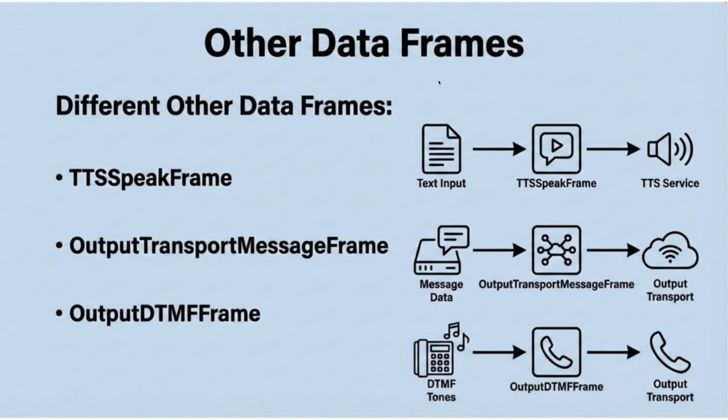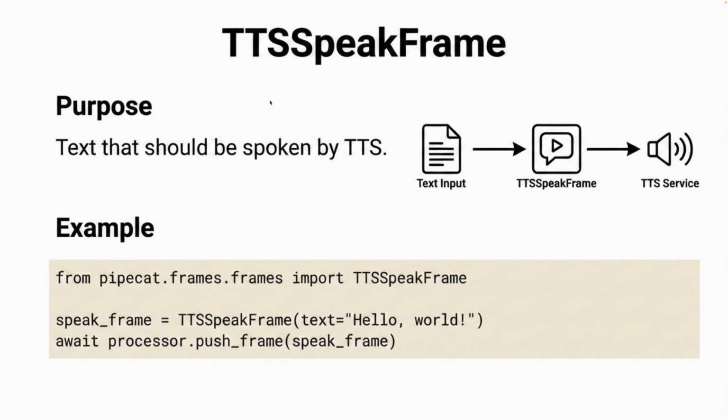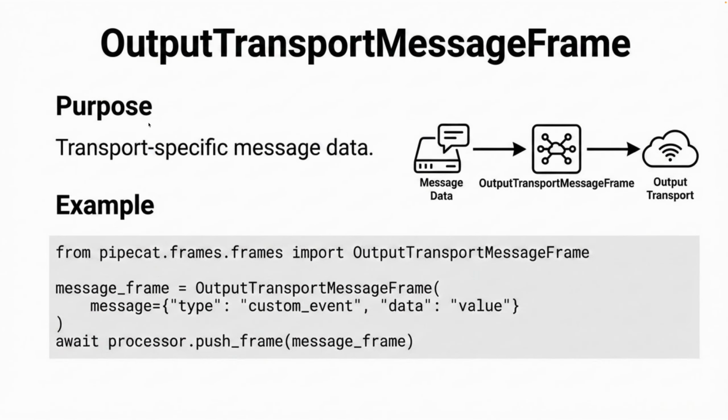Next we have other types of data frames: TTS speak frame, output transport message frame, and output DTMF frame. I'll just go through them very briefly. TTS speak frame is text that should be spoken by TTS, so we set the text and push the frame, and this will be spoken by TTS.